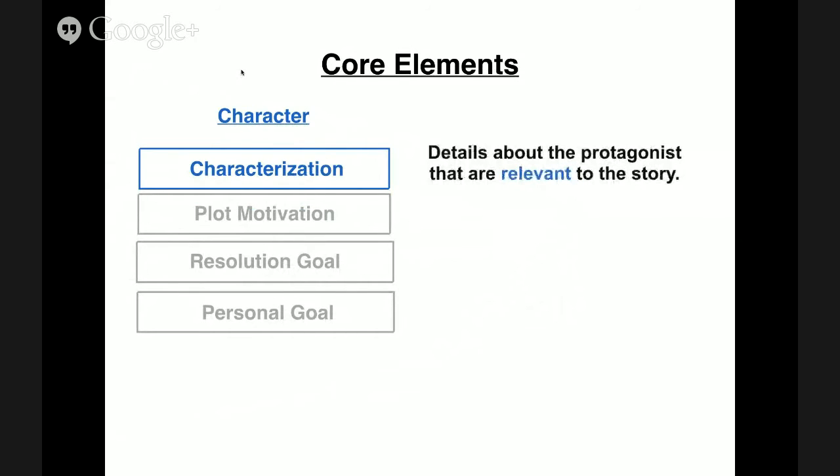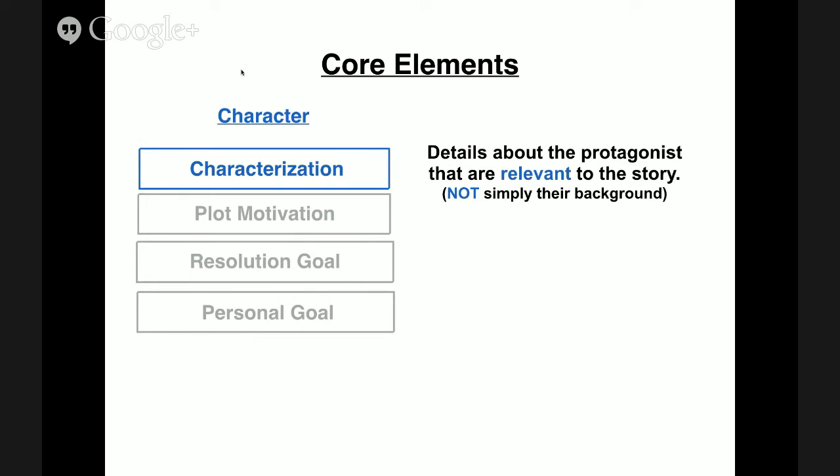Characterization. Characterization are the details about the protagonist, about your main character, that are relevant to the story. Now, I had an issue with a client. I asked him who the main character is, and he told me. And then he went on to tell me so much more about every other character that the main character, as they thought it, really wasn't the main character.